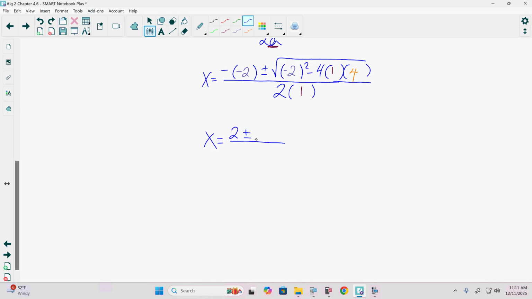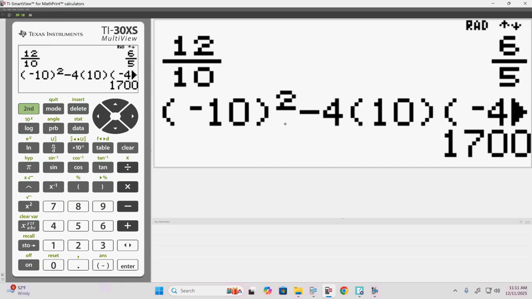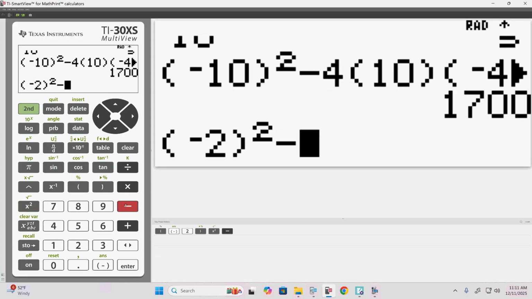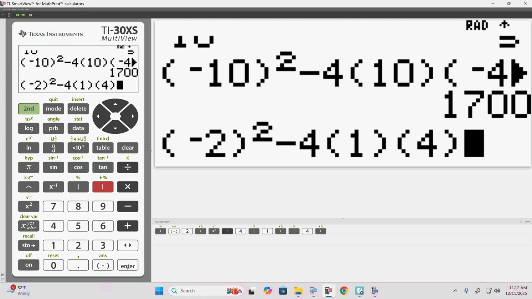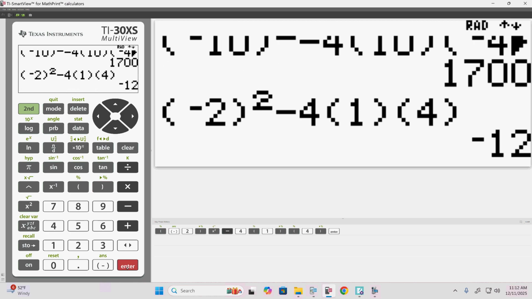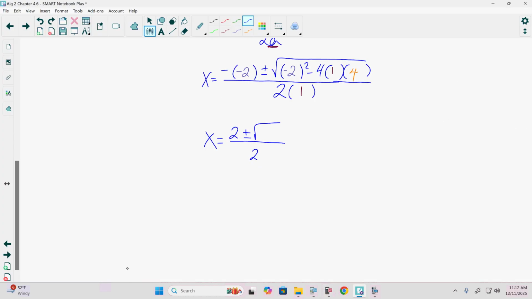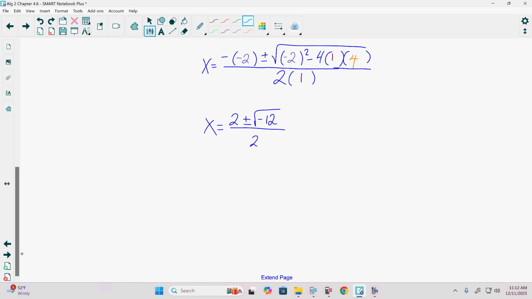Well, our -2 is going to make +2. On bottom, 2 times 1 is 2. Now we do need to simplify everything inside our radical, our -2 squared minus 4 times 1 times 4. And -2 squared minus 4 times 1 times 4 is -12. Now at this point here, we need to finish simplifying this.